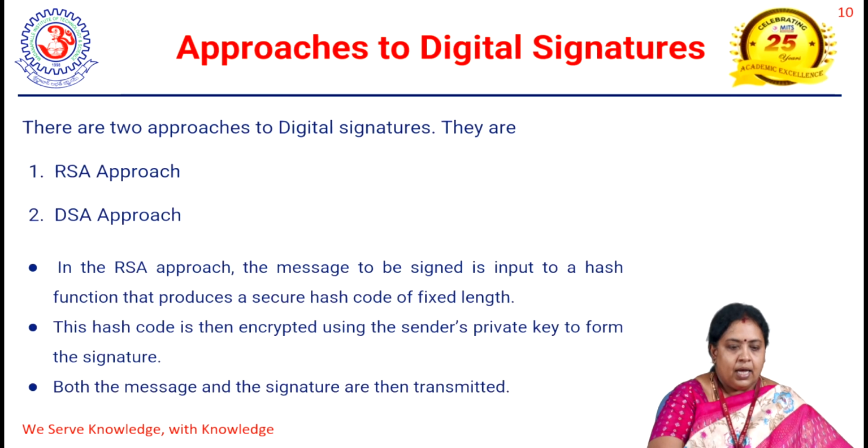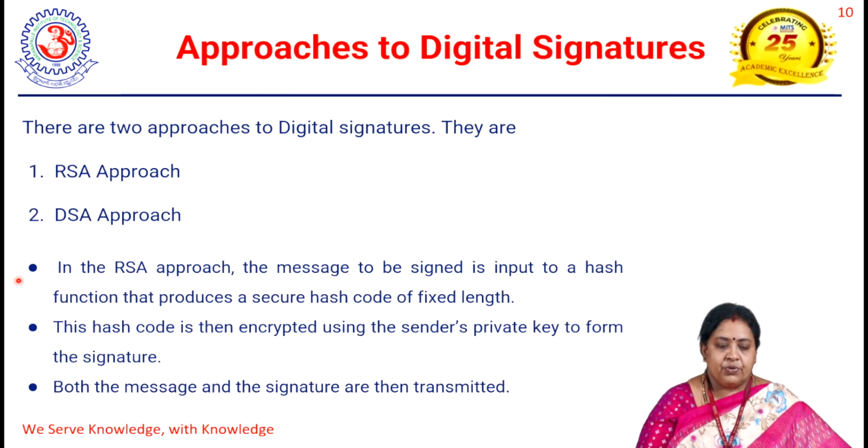There are two approaches for this digital signature. Digital signature can be fulfilled by using any one of the approaches. What are the approaches? The first approach is called the RSA approach, and the second approach is called the DSA approach. There are two approaches to the digital signature. To form the digital signature, we can go for the RSA or we can go for the DSA.